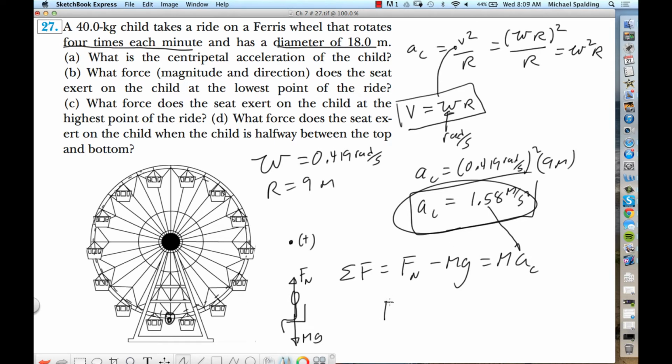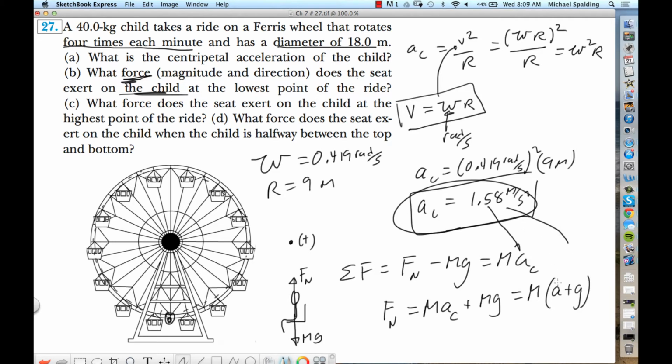Okay, so what you do is you take this. We're solving for normal force, right? It wants the force of the seat on the child. What's the force of a surface holding an object up? The normal force. What they're asking for in part B is the normal force. Okay, so you solve this for normal force. It's going to be equal to ma plus mg. So this is going to be m times (a plus g).